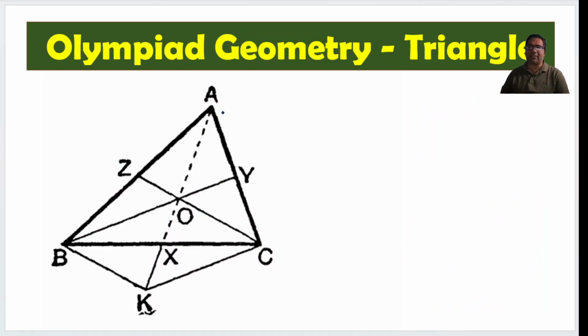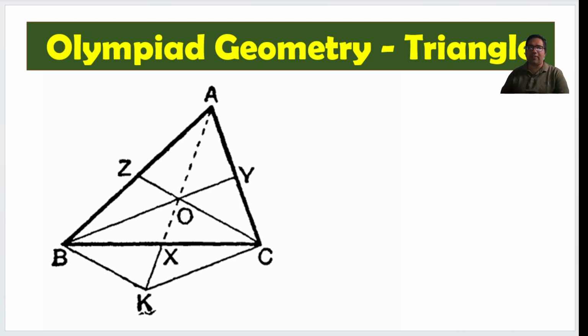Let's say ABC is a triangle and O is the centroid. Earlier we proved that this point O, where two of the medians meet, becomes the centroid. We have already proved that the third median, the line joining A to O, is actually a median to the third side. Please go through the other video for that. Now, this O is the centroid, so BO is to OY is equal to 2 is to 1.